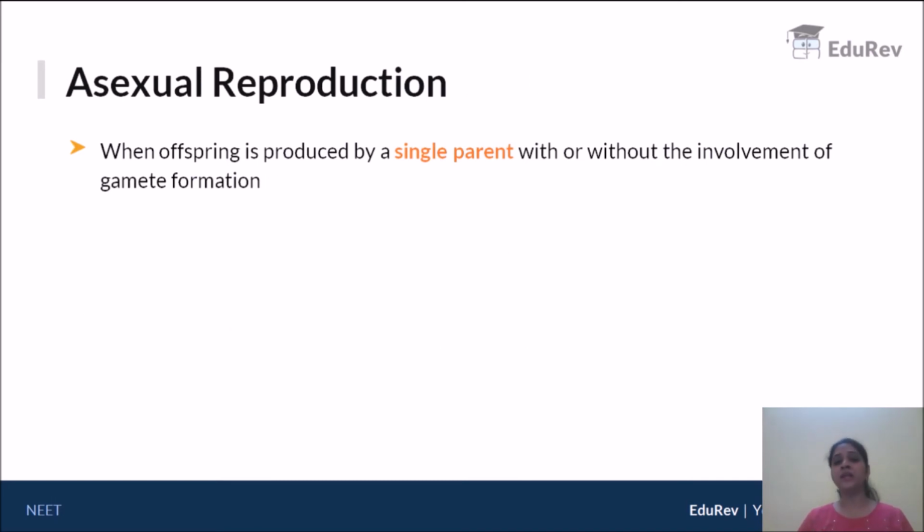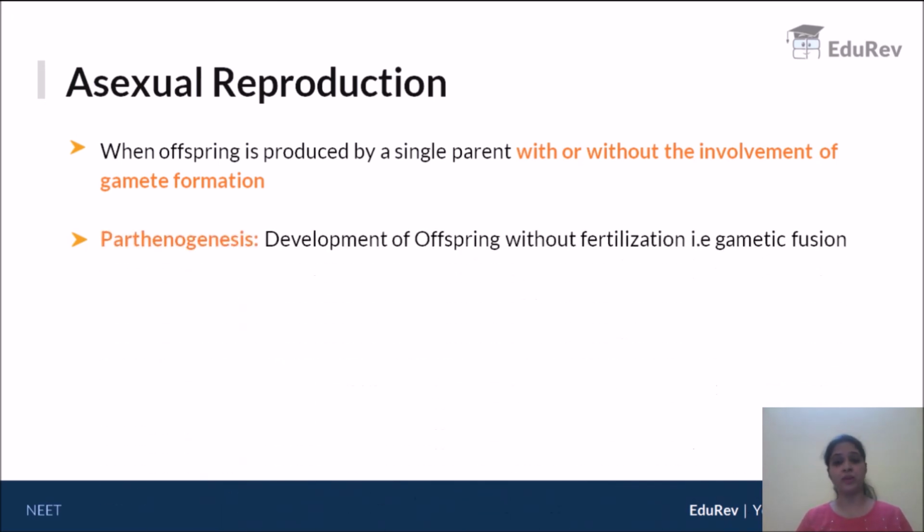Now, let's try to understand something a little bit more about asexual reproduction. If you remember, in the beginning, we spoke about asexual reproduction as formation of offspring from a single parent, but we left the second part of the definition, which stated with or without the involvement of gamete formation, which means sometimes asexual reproduction will take place with the formation of a gamete. Now, all the types of asexual reproduction that we have studied did not involve gamete formation. However, now we come across a particular type of asexual reproduction called parthenogenesis, which requires the formation of gametes. So here it is development of offspring from the gamete.